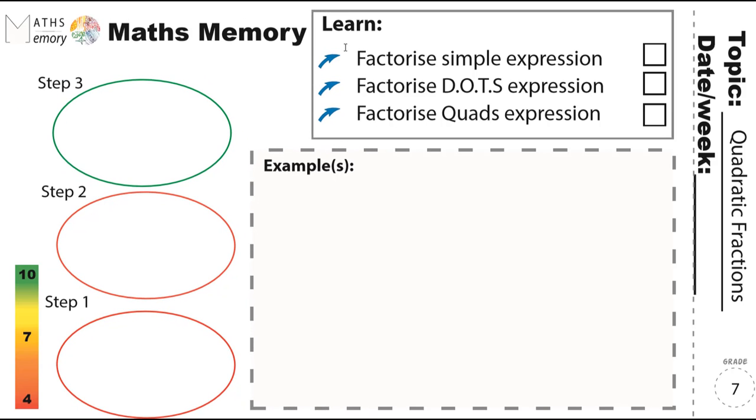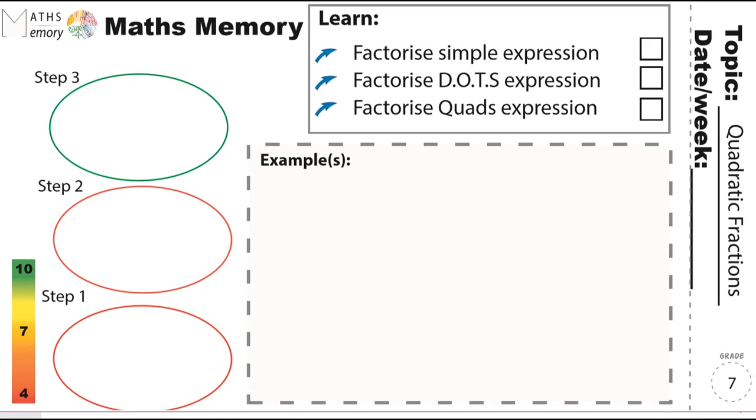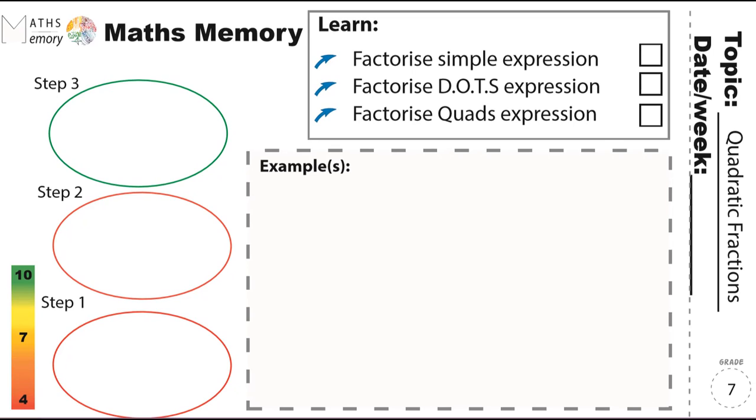So this is the first side of our Maths Memory Revision card, and let's look at the three key objectives we need to learn during this video. The first one, we're going to look through on quadratic fractions, factorizing a simple expression. Number two, factorizing a dots expression, and number three, a quadratic, quads we'll call it. So this topic is called quadratic fractions, and as you've guessed it, this week is week 13 over here, and the grading is grade 7.